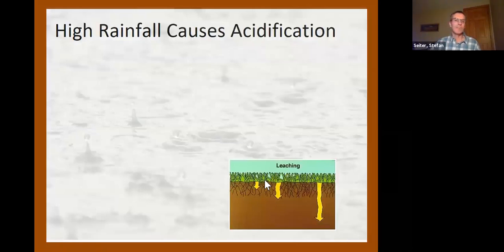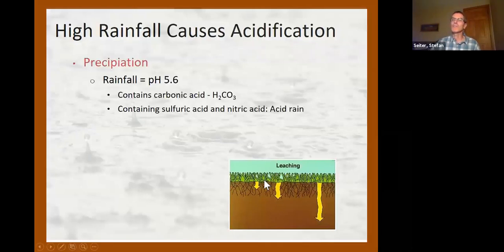Why is that? Well, there are a number of reasons. For one, as I said earlier, the rain itself is somewhat acidic. It's pH 5.6, and that is because we have carbon dioxide in the air. The carbon dioxide combines with the water and creates carbonic acid, and that's part of the rain that falls to Earth. We also have other contaminants like sulfuric acids and nitric acids.